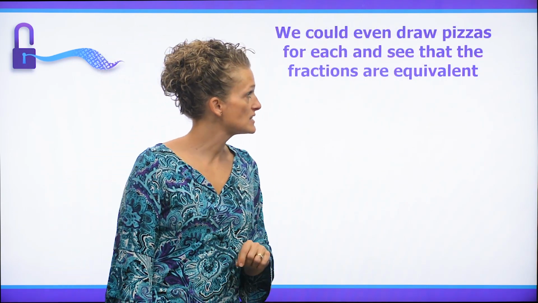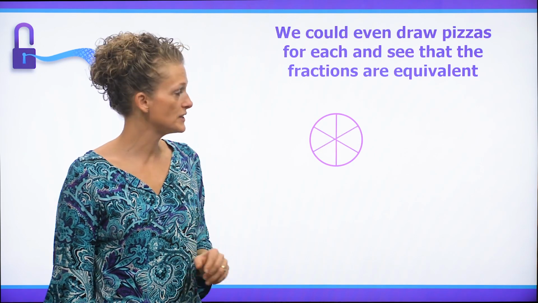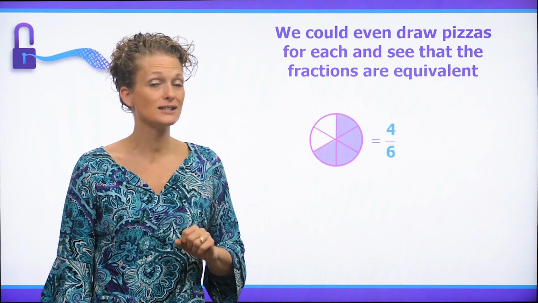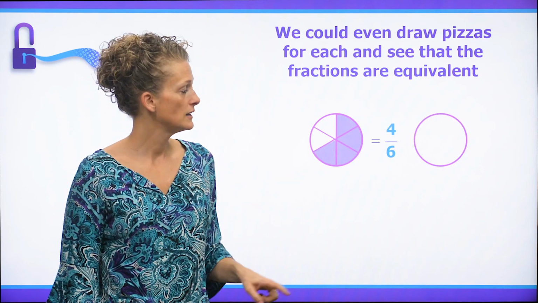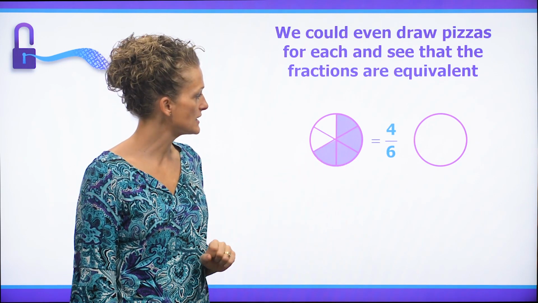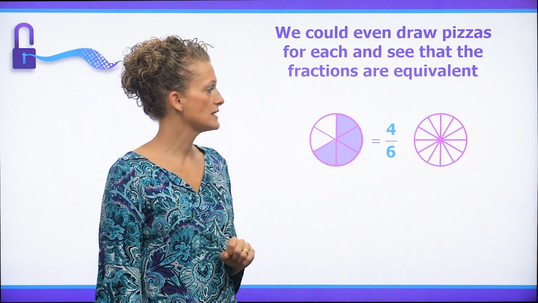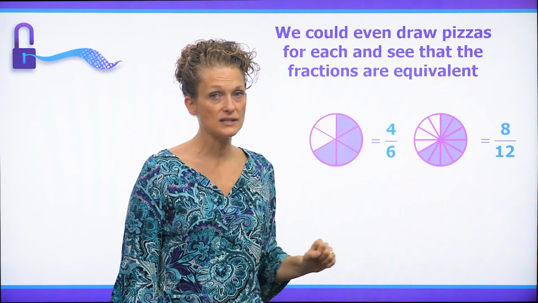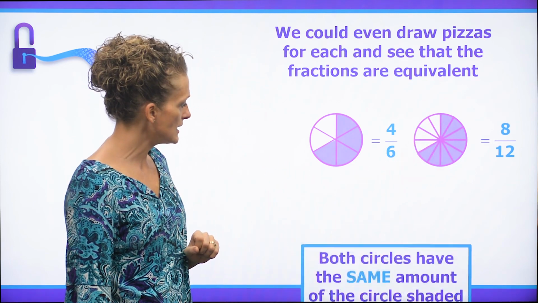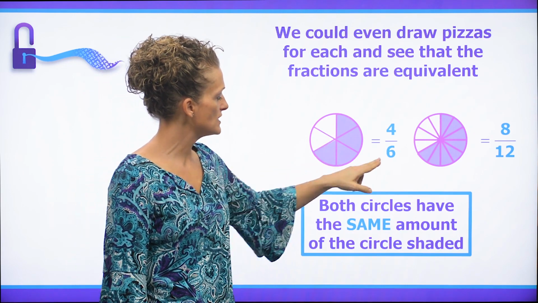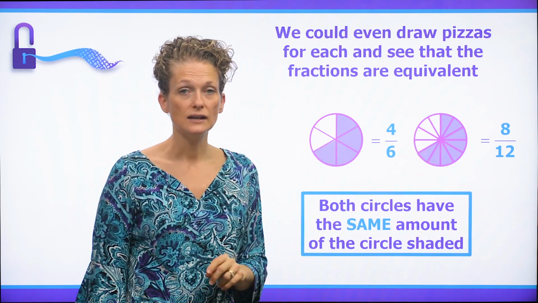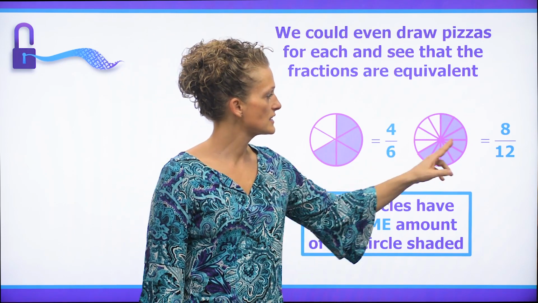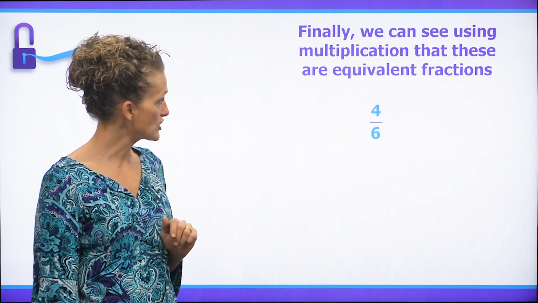We can even draw pizzas for each and see that the fractions are equivalent. So we've got here Kathy's pizza divided into 6 equal pieces, and she ate 4 of them, so that's 4/6. Then John's pizza divided into 12, and he ate 8 pieces. And again, we can see that both circles have the same amount shaded. And so 4/6 and 8/12 are equivalent fractions.